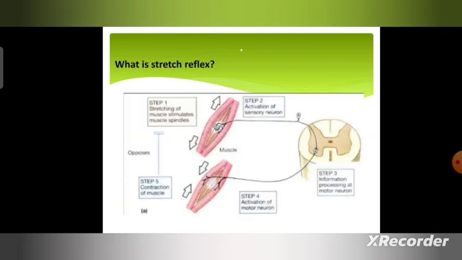So next, what is the stretch reflex? The first step in the stretch reflex is the stretching of the muscle, which stimulates muscle spindles. Step 2 is the activation of the sensory neuron. Third is the information processing at the motor neuron. Fourth is the activation of the motor neuron, and fifth is the contraction of the muscle, and it opposes the first step.